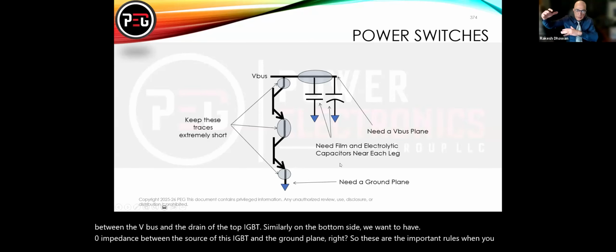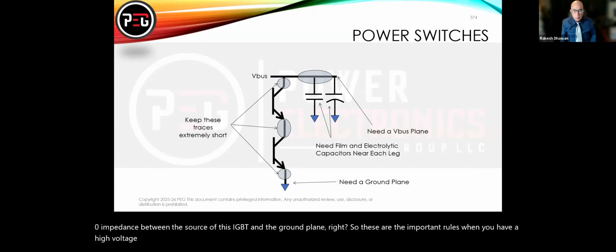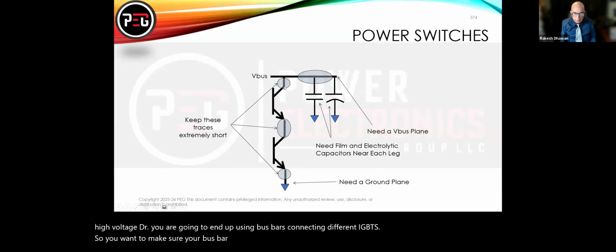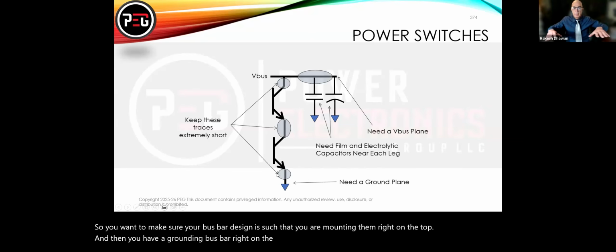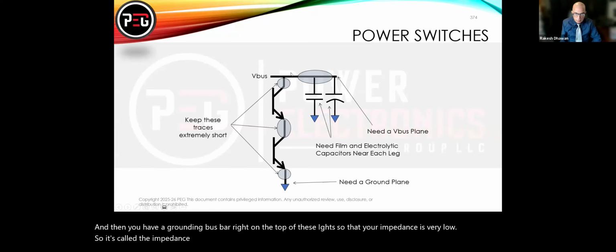When you have a high voltage drive, you are going to end up using bus bars connecting different IGBTs. So you want to make sure your bus bar design is such that you are mounting them right on top, and then you have a grounding bus bar right on top of these IGBTs so that your impedance is very low. It's called impedance control, right? Normally you can have a plane here, a plane here, a plane here, a plane here.